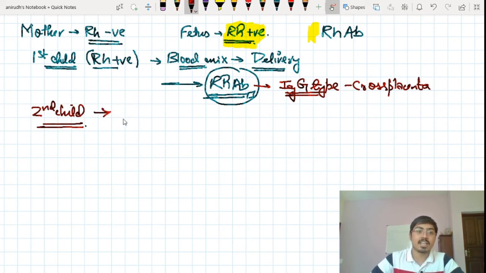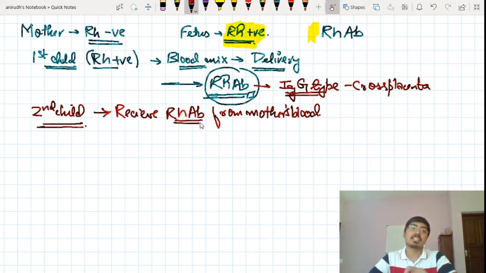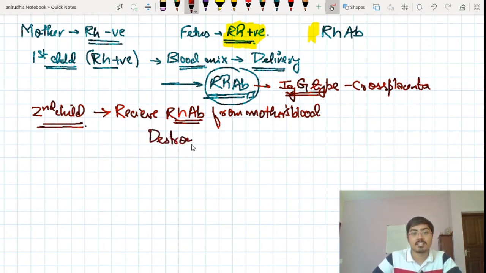So in the second child, this child will receive the Rh antibody from mother's blood. When it receives the Rh antibody from the mother's blood during the pregnancy itself, not during the delivery, it doesn't have to wait till delivery. If the antibody can cross the placenta, then directly it can go into the fetus blood, and it goes there and it destroys the Rh antigen on the RBC surface.